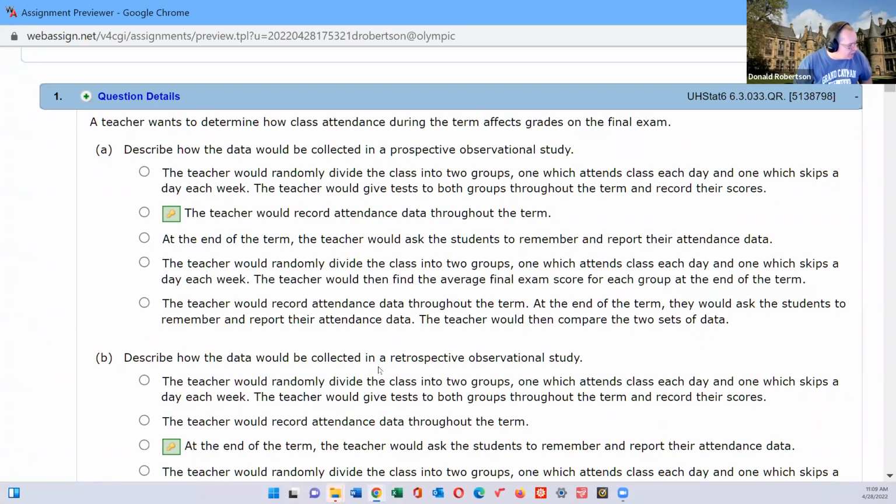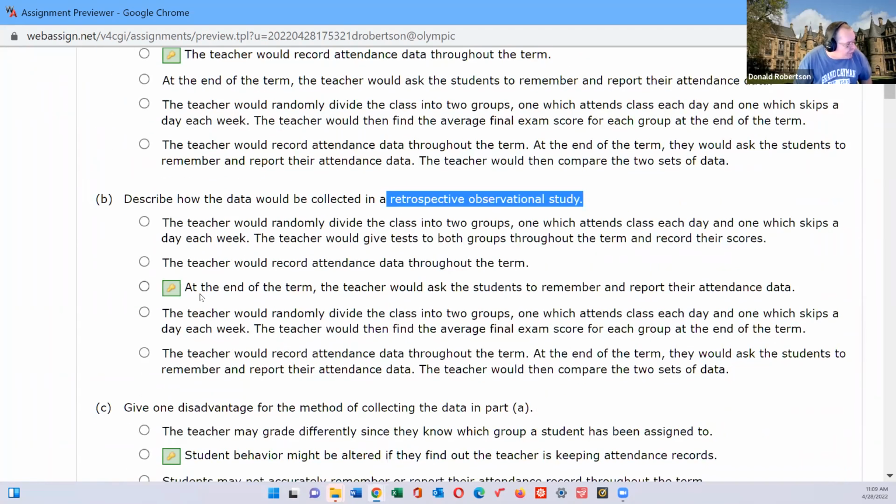If you wanted to do it as a retrospective study, wouldn't you wait until the end of the term and then just collect the data then? So that would be an example of it. So she's not collecting it as it happens. She collects the data after it's happened, right? So the quarter's finished and now she collects the data.